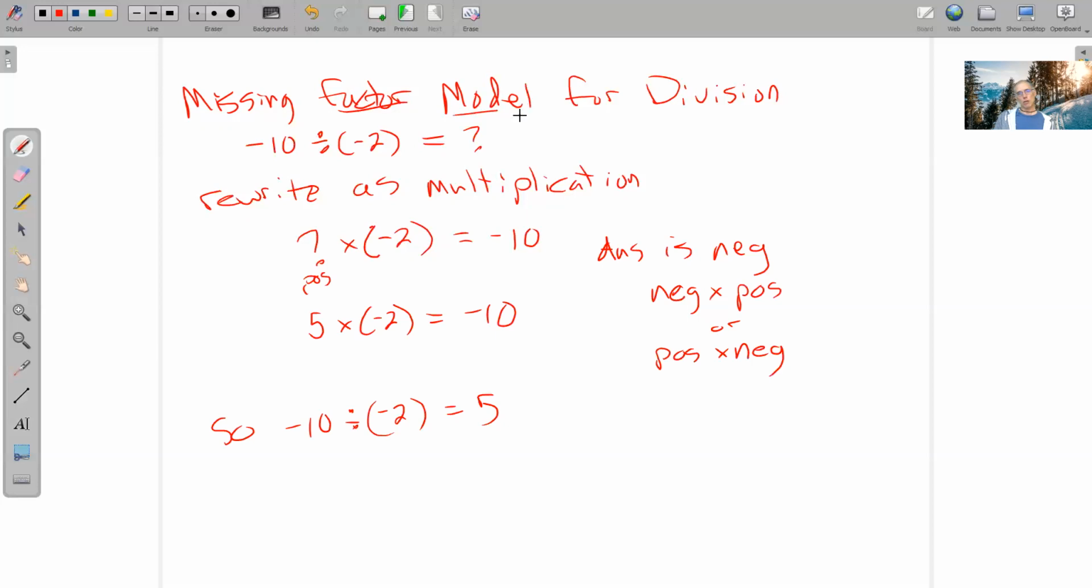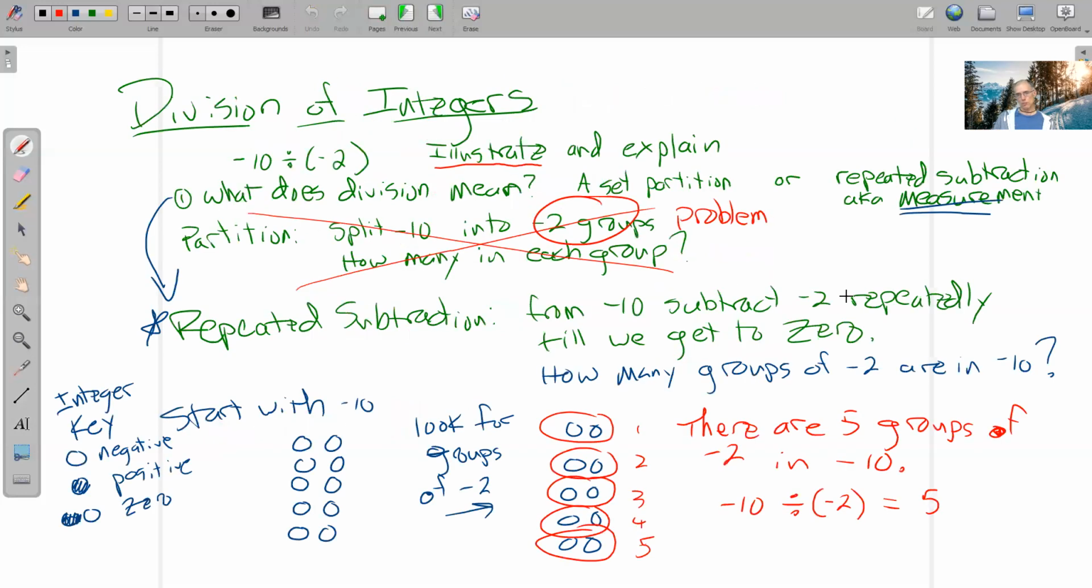The problem with this model, though, is there's no illustration here. So we're missing an illustration. That wouldn't properly answer the question I asked, because I want an illustration. So I would say you either have to do a repeated subtraction or use what I call the groups-in approach, the measurement approach according to the book.